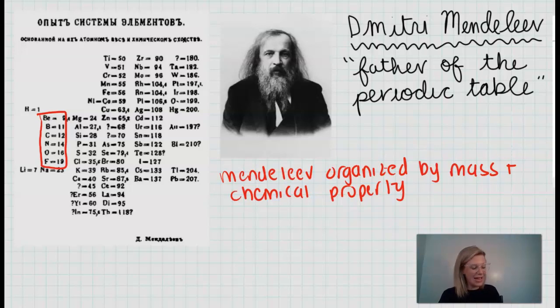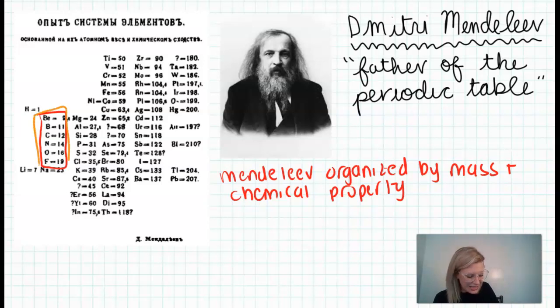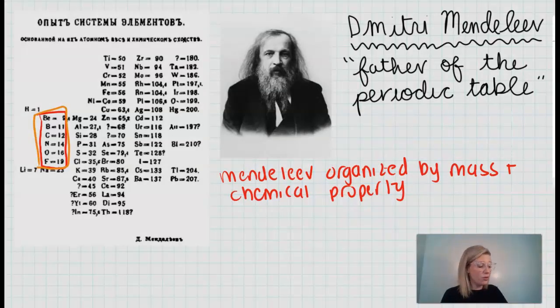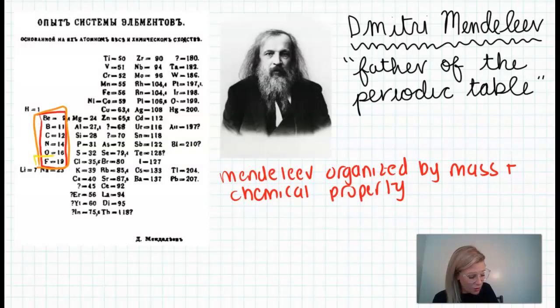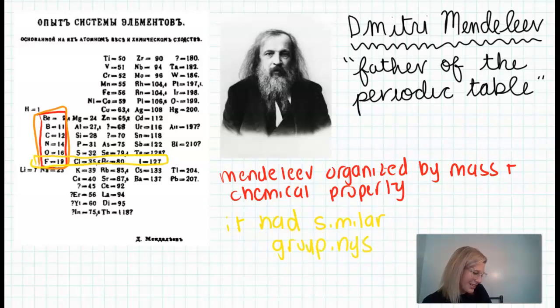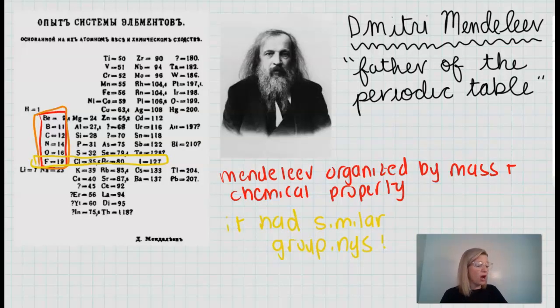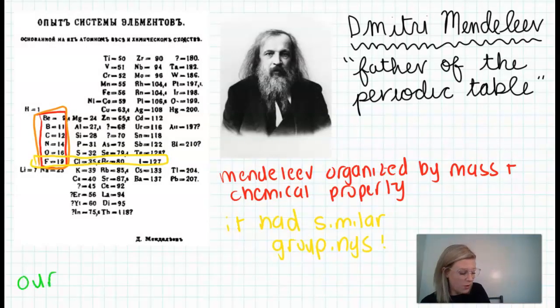And what does it have in common with ours? Notice, as I just mentioned, it is still organized into that same period. And if you look at, let's say, fluorine, chlorine, bromine, and iodine, it's still organized into that same group. So it still had similar groupings to our periodic table. Now, how is our current periodic table organized? Well, our current periodic table is organized by atomic number.